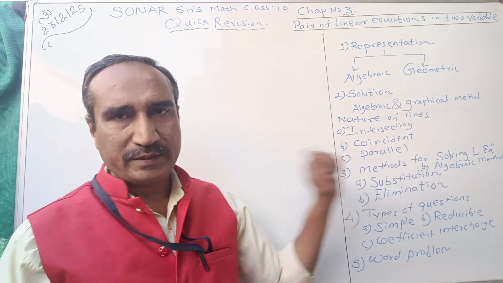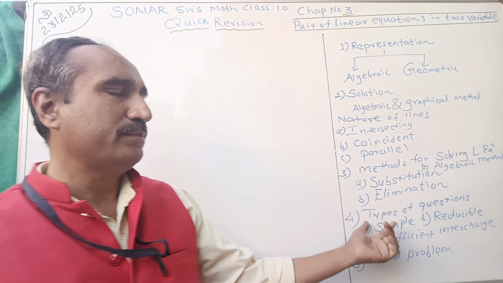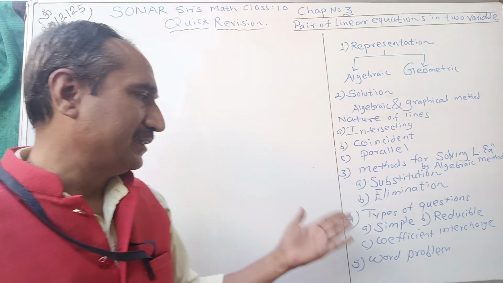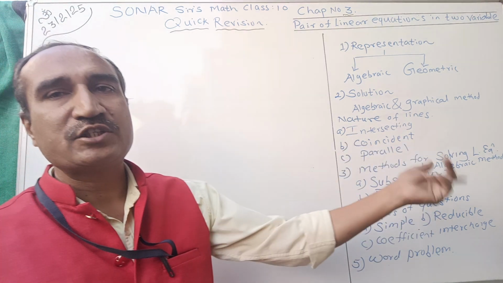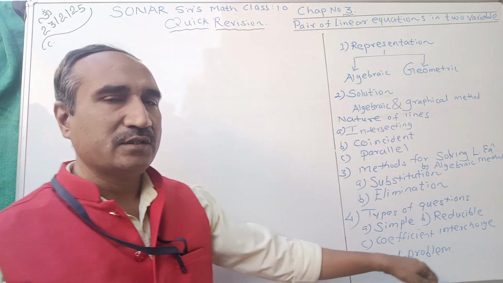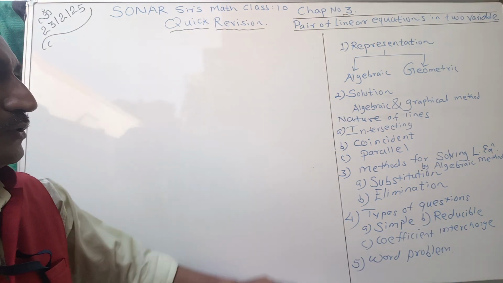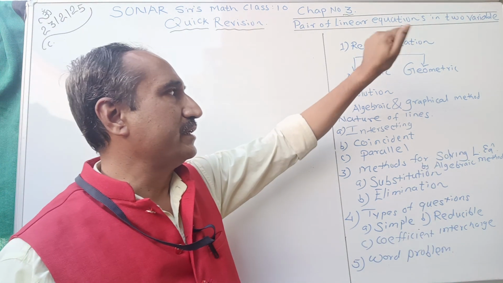Simple, reducible. There are two types of problems, one is the simple one and the other is reducible. Then coefficient interchange, the third type. After that we'll discuss the word problem and graphical solution also. So let's start with the representation.